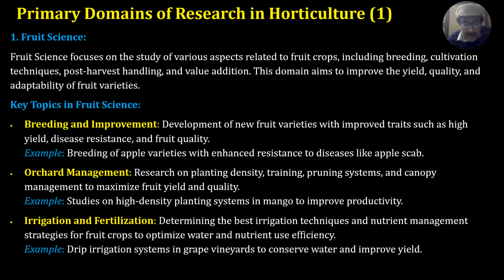And the another key topic in fruit science would include irrigation and fertilization, which means determining the best irrigation techniques and nutrient management strategies for fruit crops to optimize water and nutrient use efficiency. An example in this area would include assessing the impacts of drip irrigation in grape vineyards to conserve the water and improve yield.